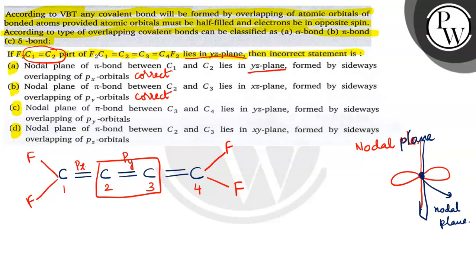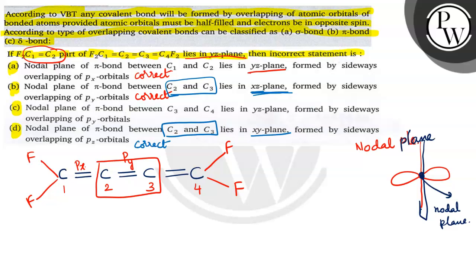So ऑप्शन डी देखेंगे. नोडल प्लेन ऑफ पाई बॉन्ड बिटवीन C2 एंड C3, सेम C2 एंड C3 के बारे में. सेकेंड बी में भी C2 C3 और डी ऑप्शन में भी C2 C3 के बारे में. यहाँ पे देखो XY प्लेन या XZ प्लेन, दोनों में. If XZ is the molecular axis, then y is forming pi bond. If Y and X are the molecular axis, then z is forming pi bond. Yes, this is also a correct statement.